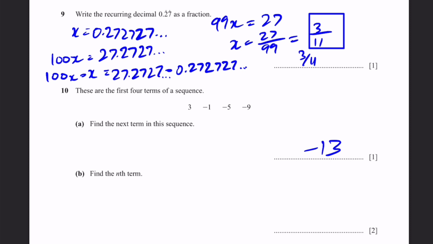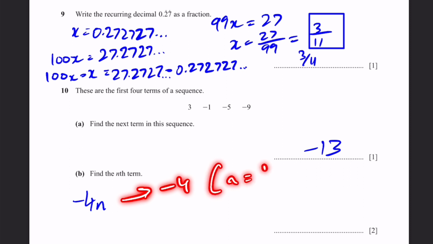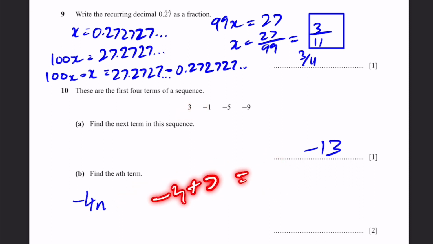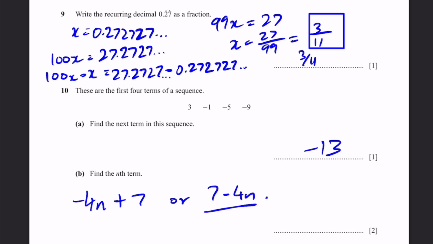The nth term, because the term-to-term rule is minus 4, the nth term will contain minus 4n. Now if we take n equals 1, minus 4n will be minus 4. But then it's supposed to be 3. And if we add 7 to minus 4, we get 3. So minus 4n plus 7, or 7 minus 4n, this is the nth term. You can substitute values of n equals 2, n equals 3, n equals 4, and you will get these values over here. That's the answer.